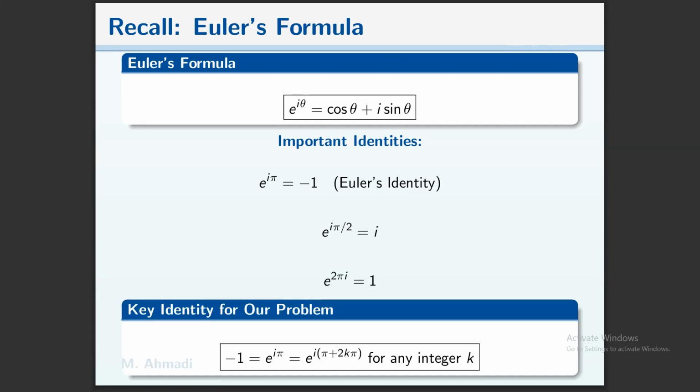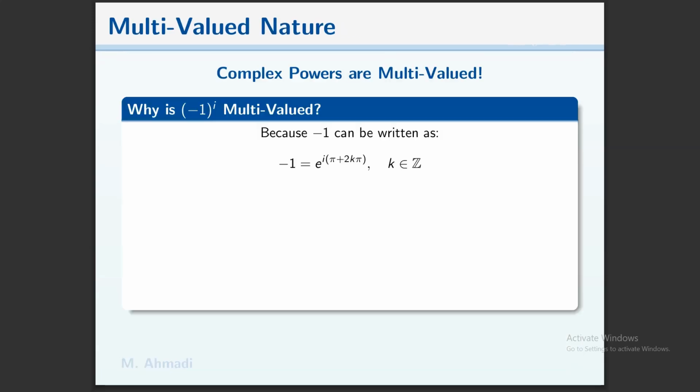So the key identity for our problem is minus 1 equals e to the i pi, which equals e to the i multiplied by pi plus 2k pi, for any integer k. We use this formula to prove the equation is complex multi-valued. Why is minus 1 to the i multi-valued?